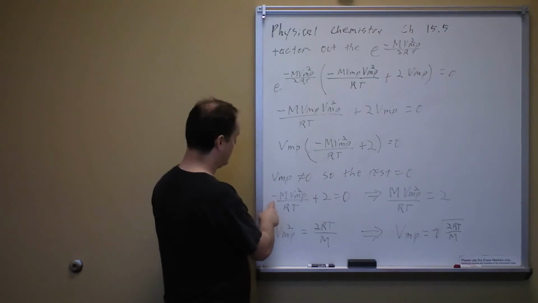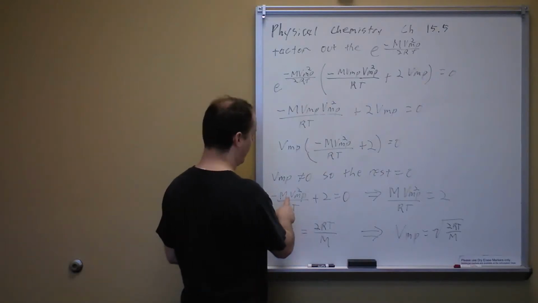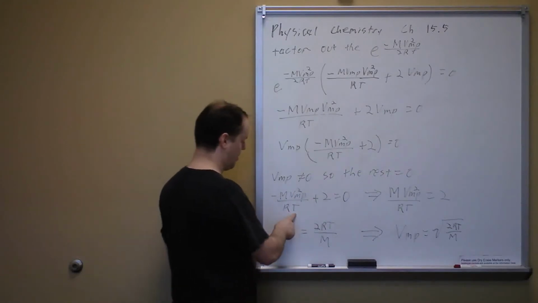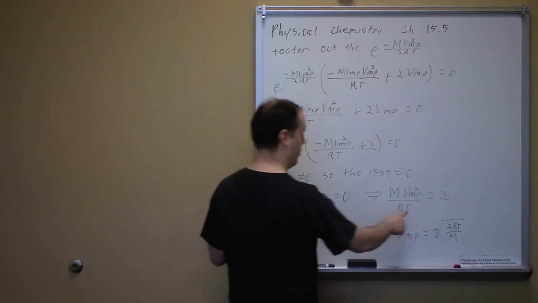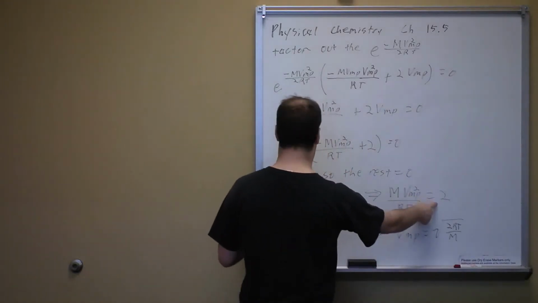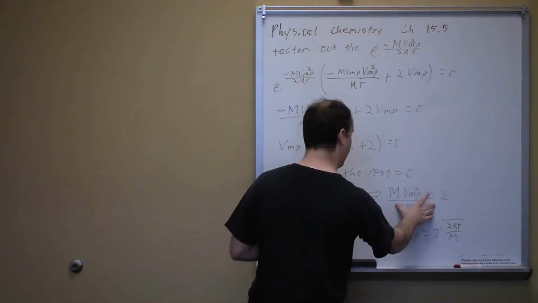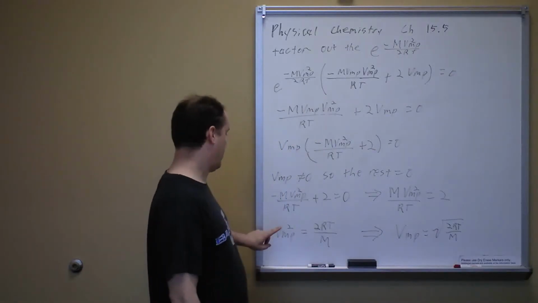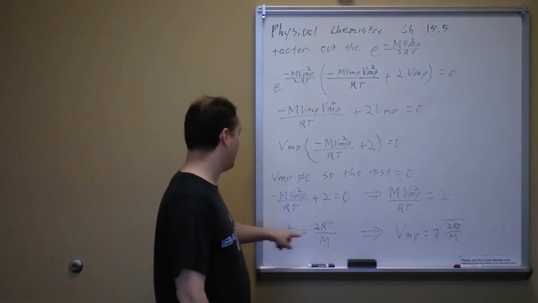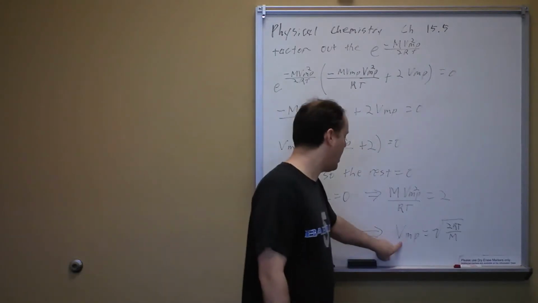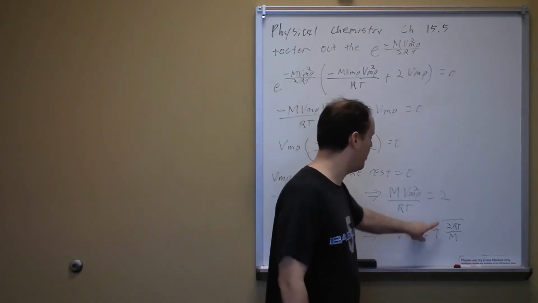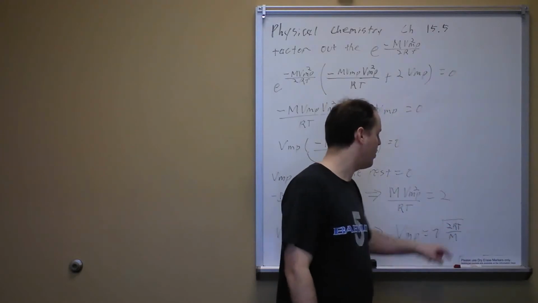So we come down here and say minus the molecular weight times the most probable speed squared divided by the gas constant times the absolute temperature plus 2 is equal to 0. We can move the 2 over here. Notice you'd have a negative 2, the double negative cancels out, so now we have positives here. And then we're going to just solve for vmp squared, and that's 2RT over m. So take the square root of that, and we have vmp, the most probable speed, is just the square root of 2RT over m.